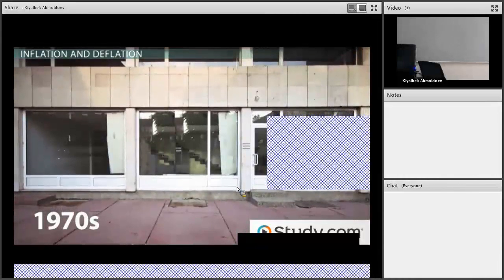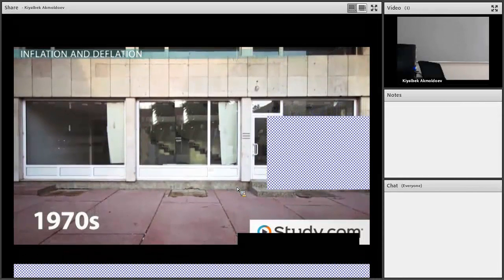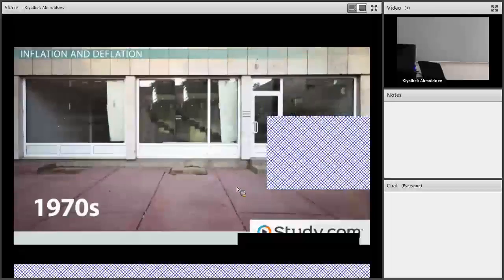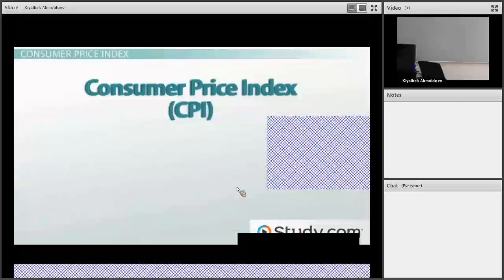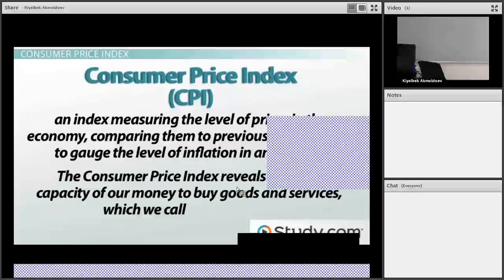In the 1970s, the U.S. experienced a dramatic increase in the rate of inflation that led to a major economic challenge, especially for business owners who encountered extremely high rates on bank loans. Economists measure inflation or changes in the level of prices using a price index. The Consumer Price Index is an index measuring the level of prices in the economy and comparing them to previous years in order to gauge the level of inflation in an economy.